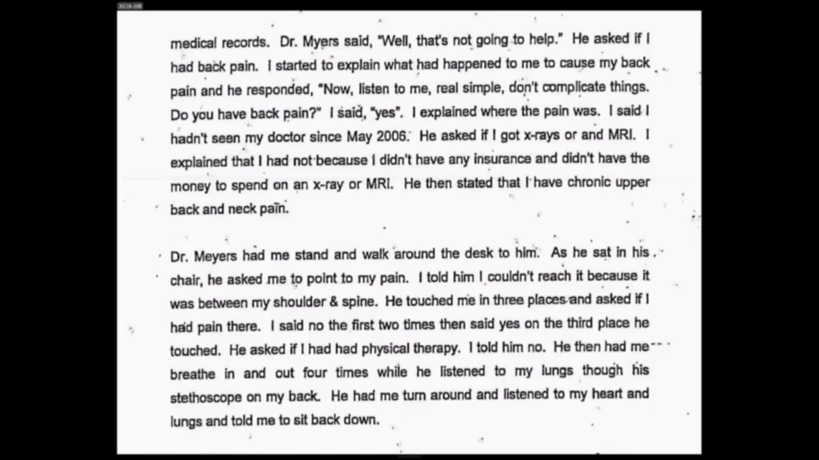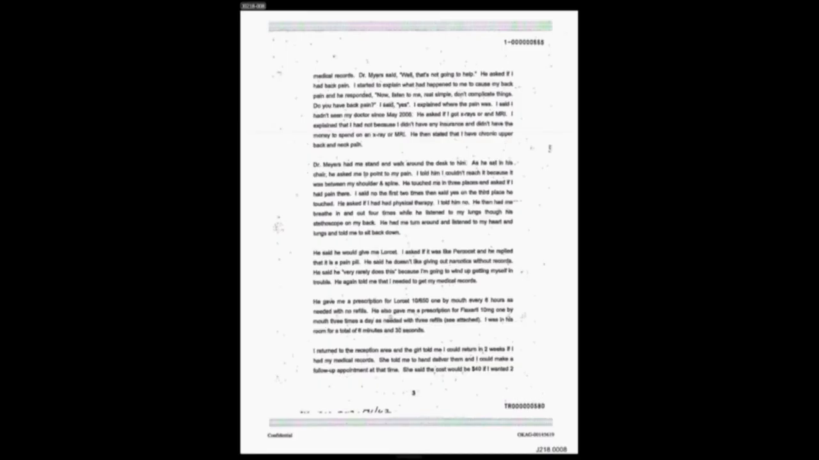I see that. And with that information, Dr. Myers told her that she had chronic upper back and neck pain, right? I see that. And if we skip down a couple more paragraphs, he said he would give her Lorset. You understand what Lorset is, right? Sorry, hold on.